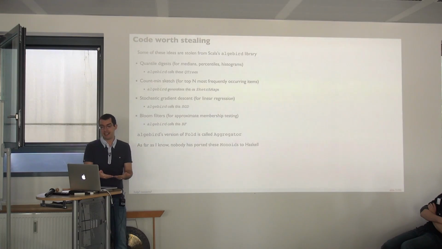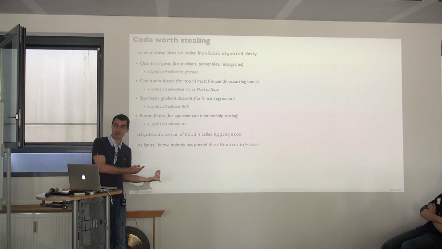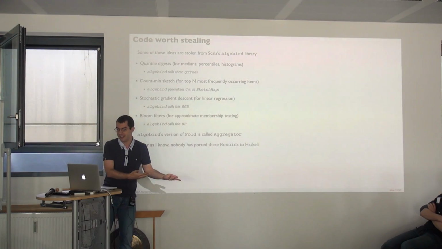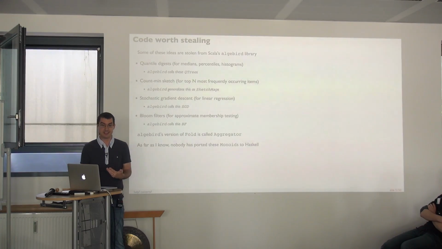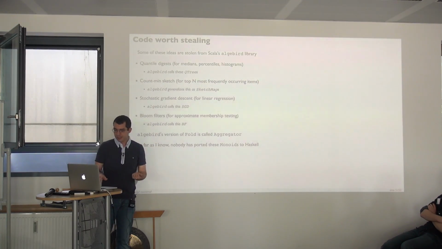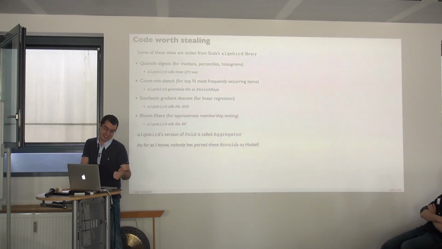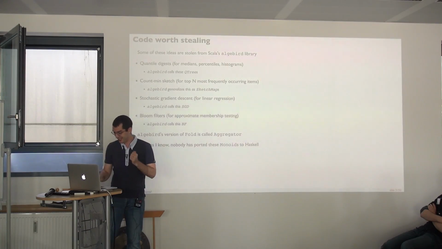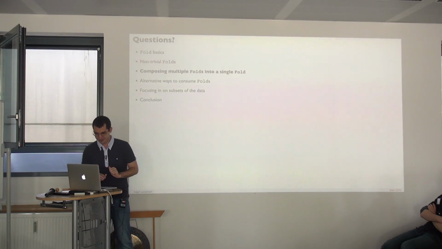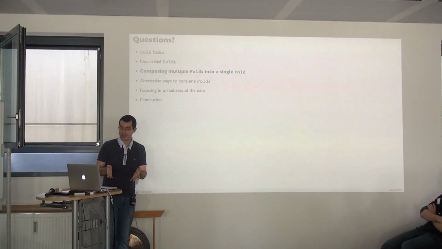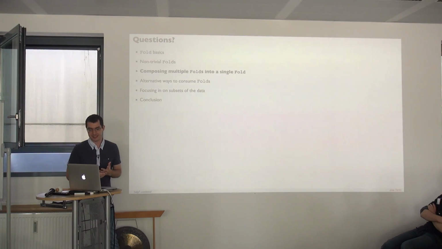And algebra even provides a type which is analogous to the fold type that I'm describing, but in algebra it's called an aggregator type. It actually has an applicative instance exactly equivalent to the one I'm about to show later on. As far as I know, these have not been ported to Haskell, and I would really love it if somebody were to port them. I would be very grateful. So are there any questions before I go on to the next segment of the talk, which is how to compose multiple folds into a single fold?